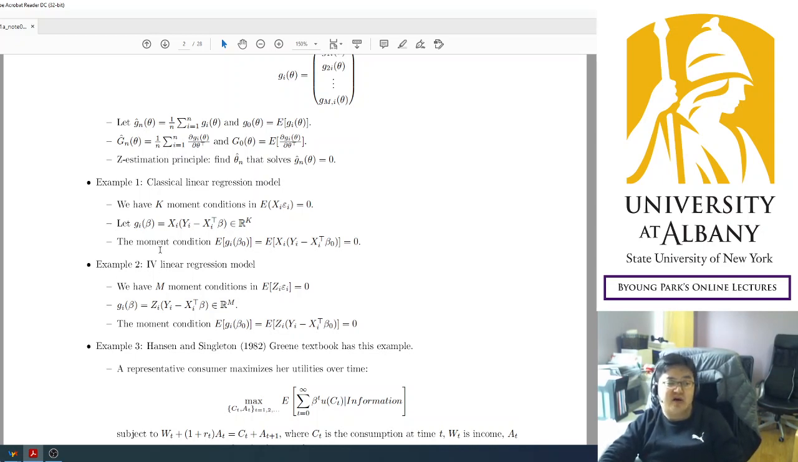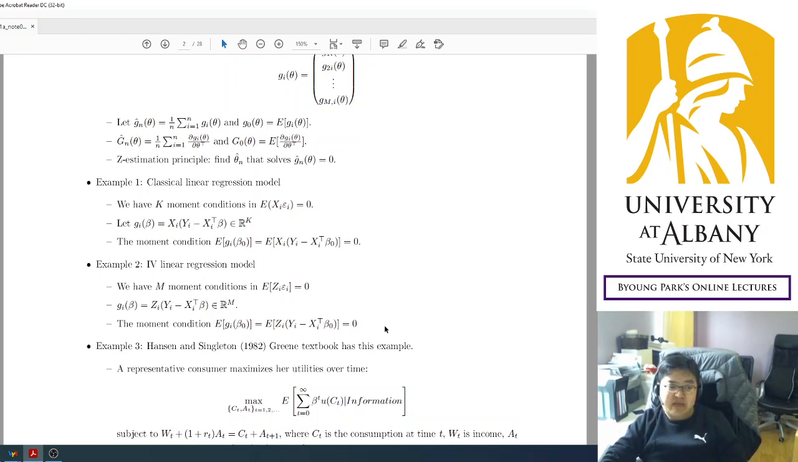The second example is the IV regression model. When you have an IV regression model, the moment conditions come from the exogeneity of the instruments. So exogeneity of the instruments provides the moment conditions you need. The moment function can be constructed in the same way: z times epsilon, but epsilon is replaced by a function of beta, y minus x beta. Now it is an m-dimensional moment function. Again, the moment function depends on the observation and the parameter.